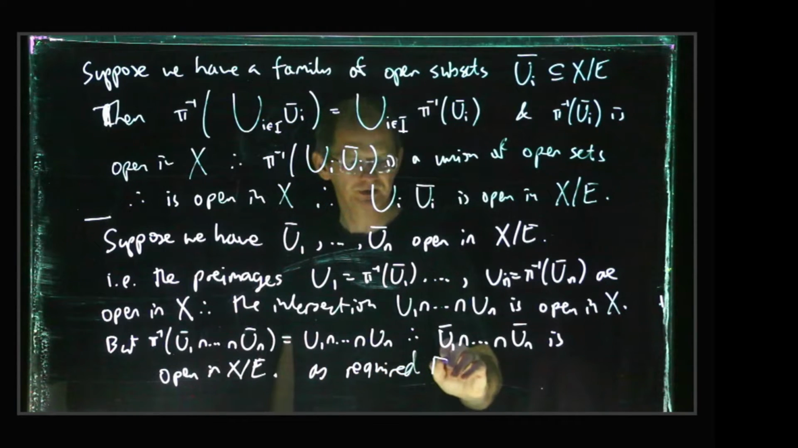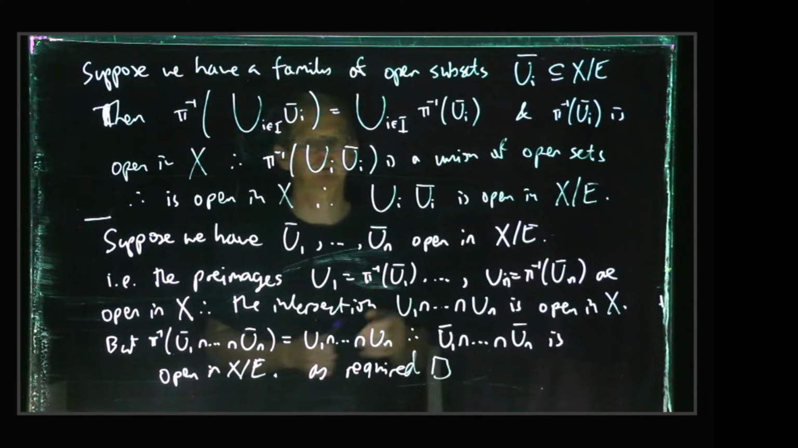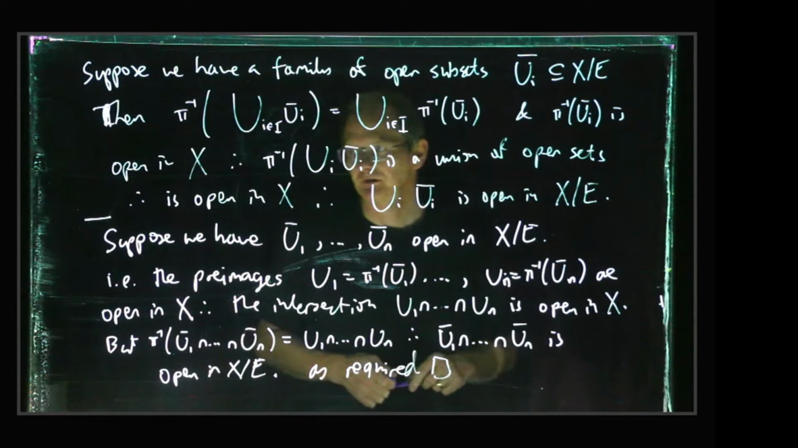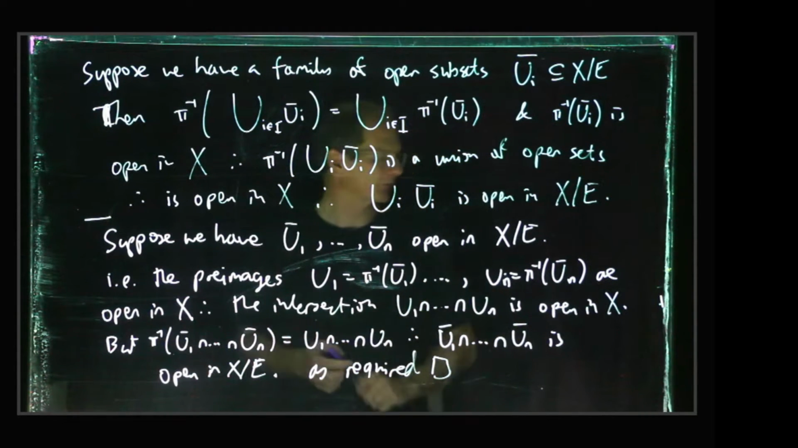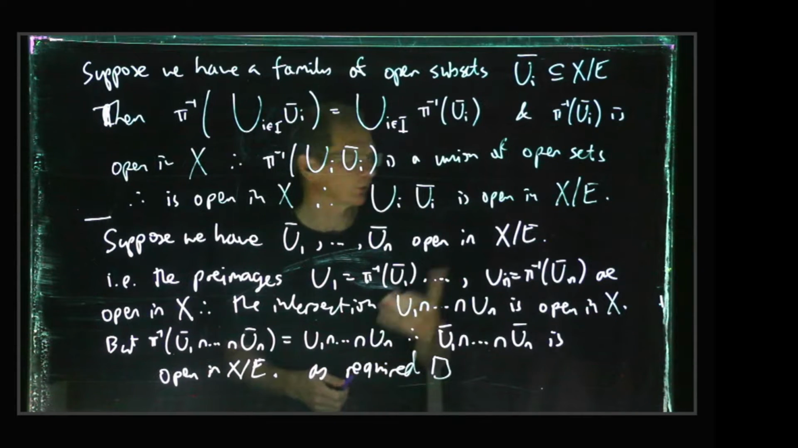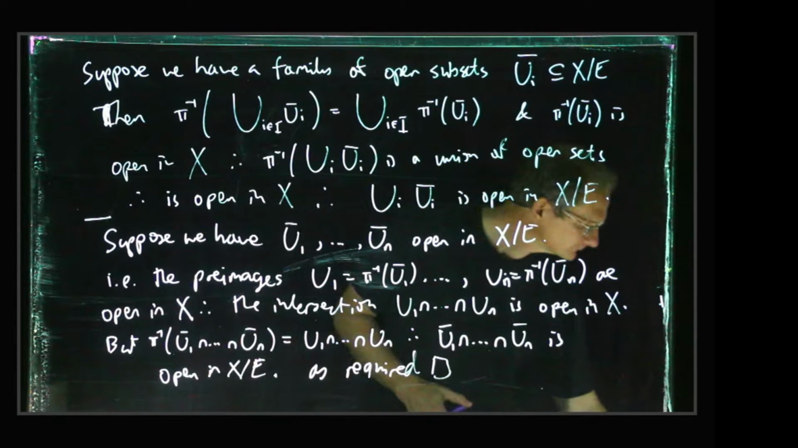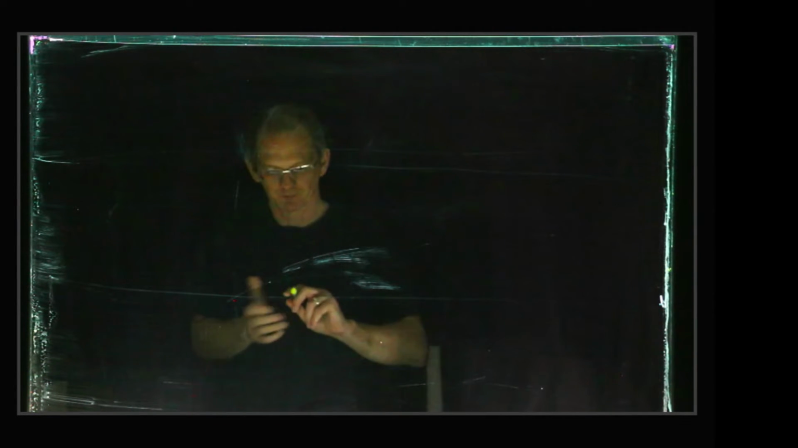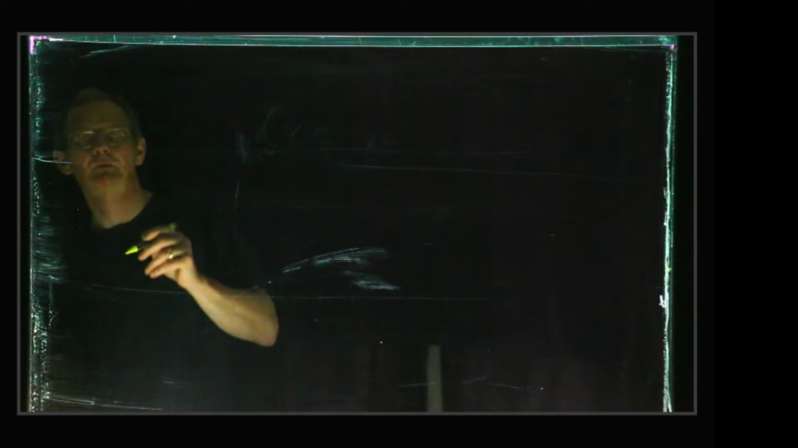Okay, so that finishes the axioms for topology. We see that this definition of open sets for X mod E does indeed give a topology on X mod E, and we're calling that the quotient topology. So now we need to establish the key property of the quotient topology in terms of continuous maps.